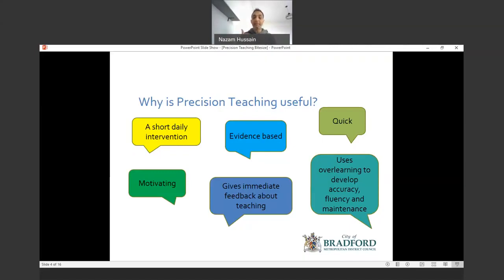The students get immediate feedback about teaching. It is evidence-based, so there's good evidence for its impact on those discrete skills, and also extremely motivating for the child in the way that it's presented, because it shows progress relative to their starting point. And it's a short daily intervention that can be fitted in to whatever the timetable is for the school.